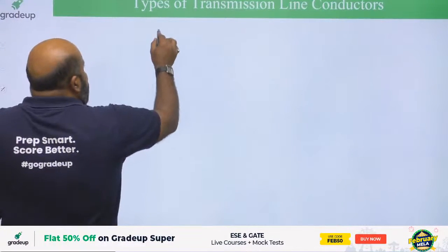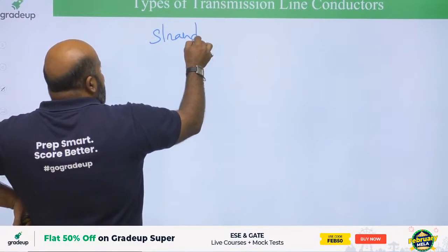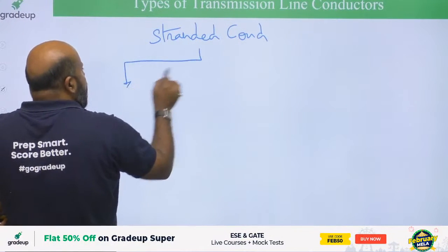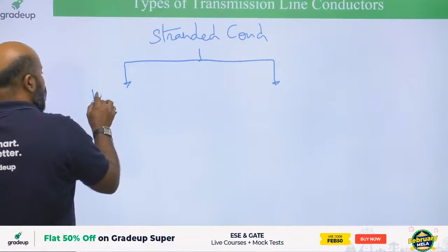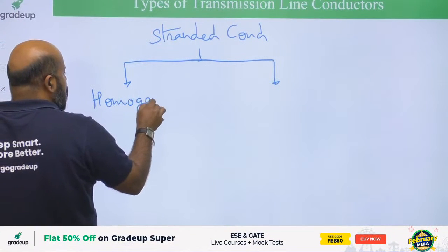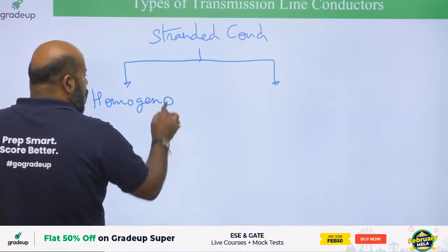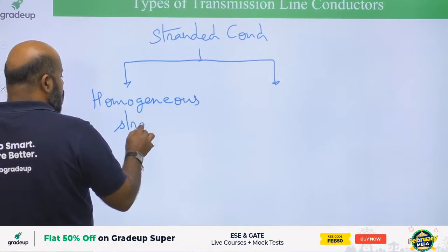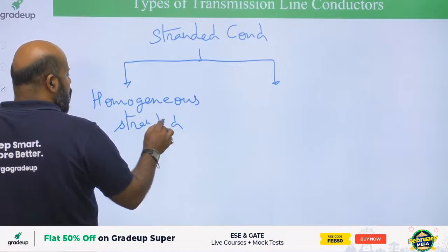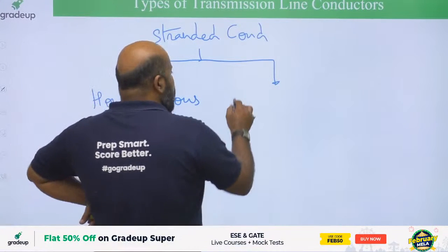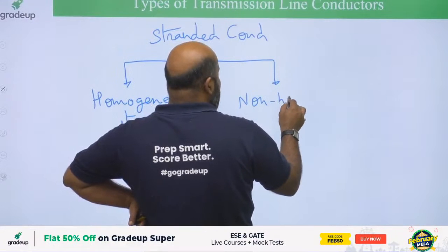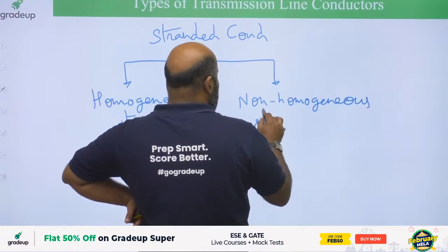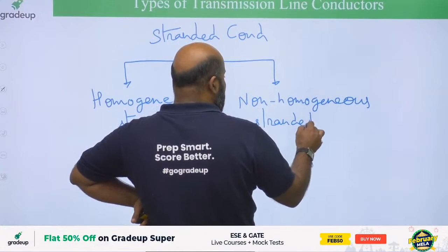when you talk about the stranded conductors, my friend, stranded conductors you can divide into two categories. One is homogeneous stranded conductor and another one is non-homogeneous stranded conductor.